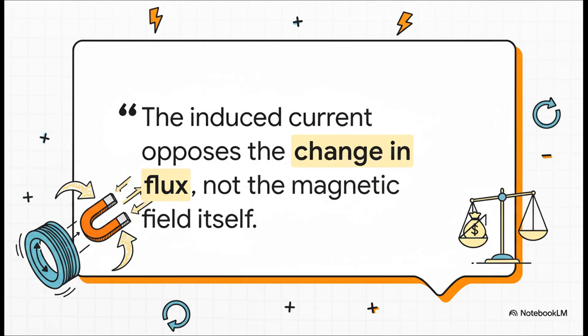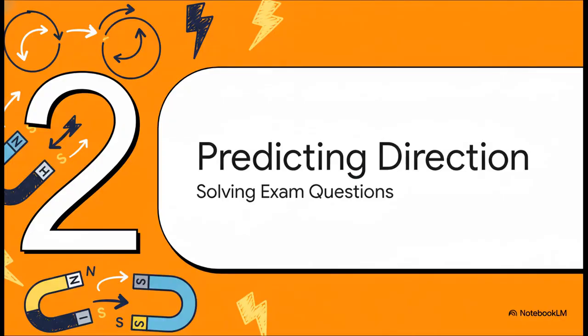And listen, this is the number one spot where people get tripped up. The law doesn't oppose the magnetic flux itself. It couldn't care less how strong the flux is. It only opposes the change in flux. Think of it as an anti-change law. If the flux is increasing, it's going to fight to decrease it. If the flux is decreasing, it's going to fight to increase it. It just hates change.